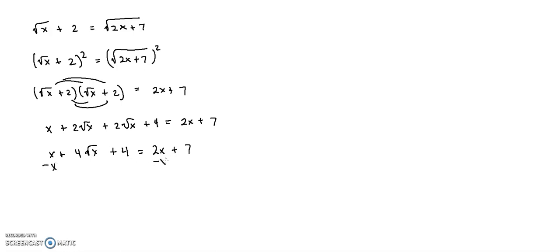Move the x to the other side, move the 4 to the other side. You can do that in 2 steps if you want to. We get 4 square root of x equals x plus 3. Okay, now you could square it from here just to be consistent. I'm going to go ahead and get the square root by itself. And we're going to get square root of x equals (x plus 3) over 4. So let me rewrite that over here.